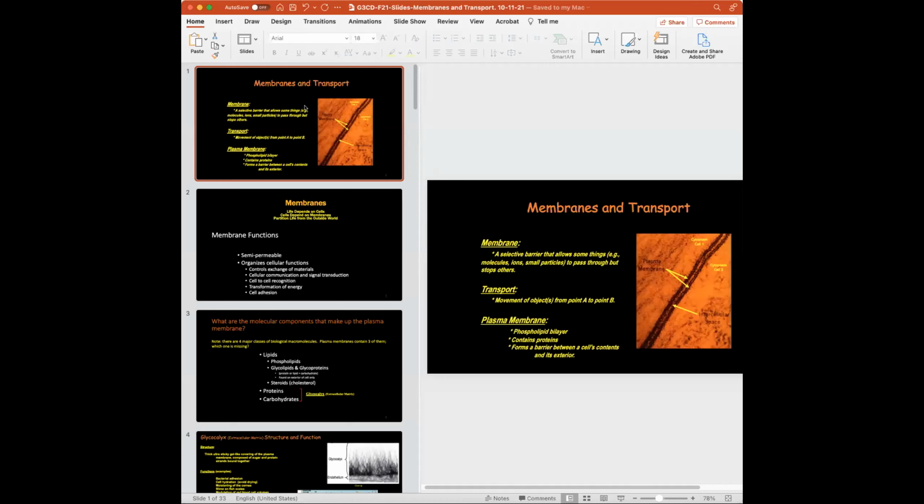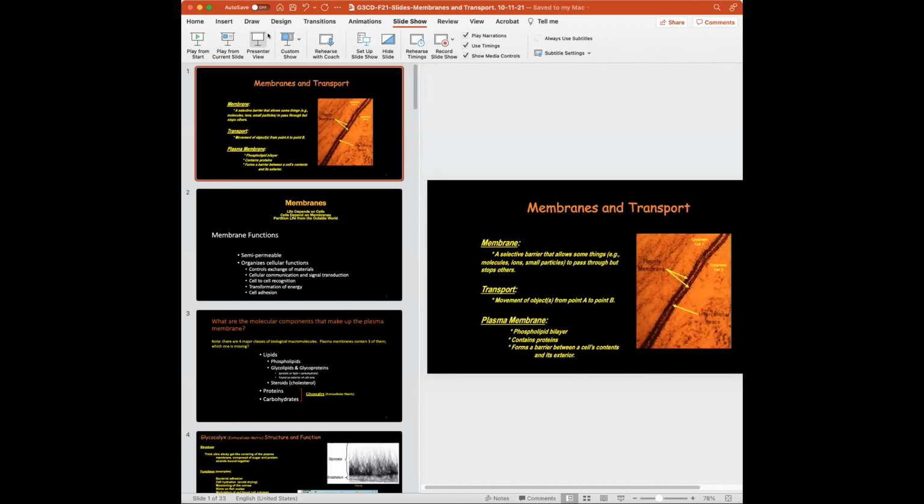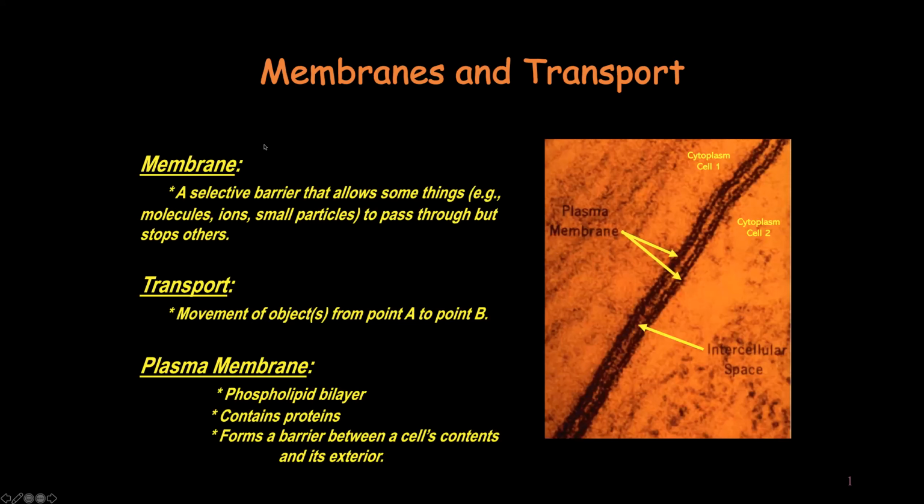Next, I want to introduce a new topic: membranes. Membranes and transport. What is a membrane? It's a selective barrier that allows some things to go through and stops others. Transport means the movement of something from one point to another.